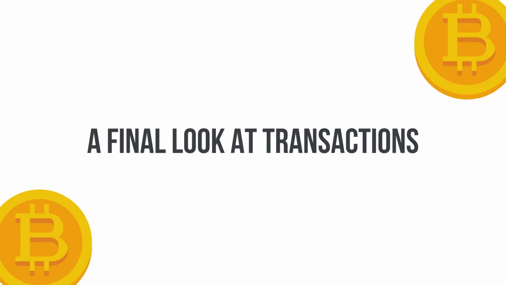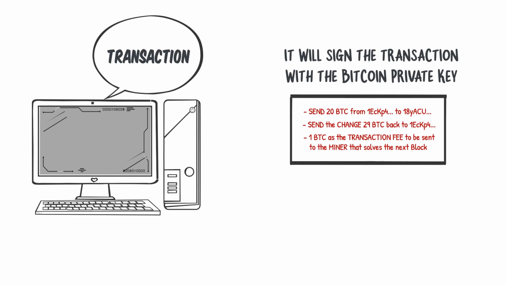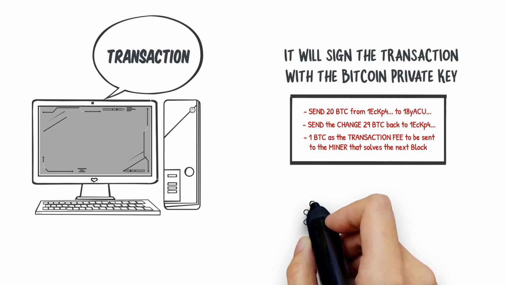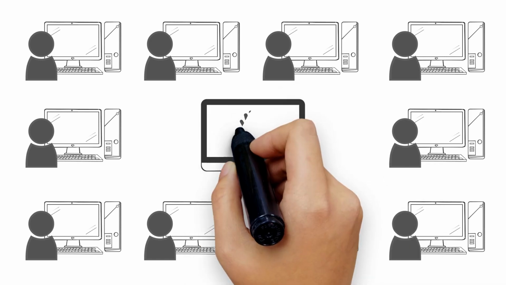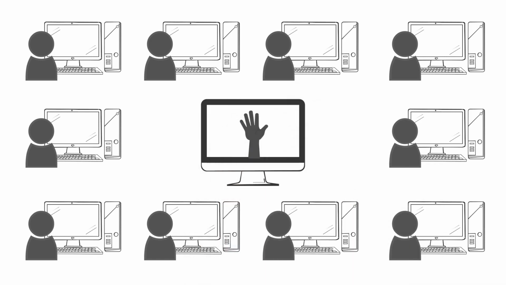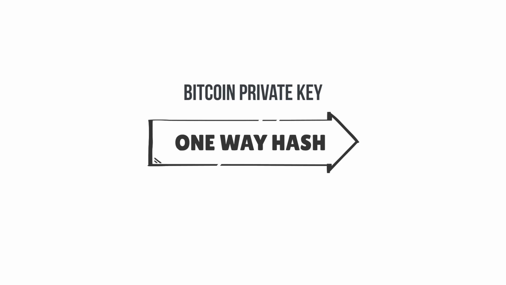A final look at transactions. When a transaction is created, the software you use will do a number of things. The most important of these is that it will sign the transaction with the Bitcoin private key, and then it will broadcast the transaction to the network. The way your computer proves to the network that you are the rightful owner of the Bitcoins stored at a particular Bitcoin public address is by using one-way hashes together with your Bitcoin private key. And it does this without revealing your Bitcoin private key to anyone except yourself.